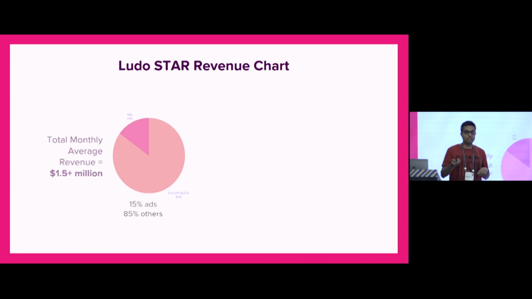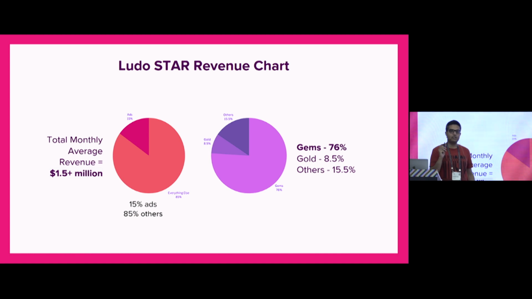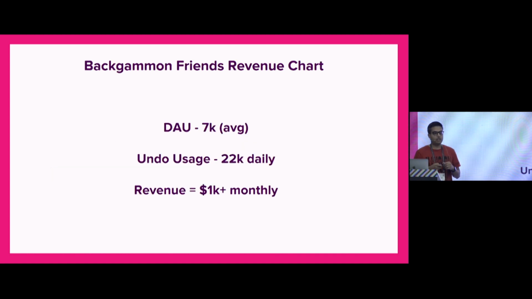And for Ludo Star, it's even better. We make 1.5 million monthly, 15% ads, and 85% others. And of the 85%, 76% of the revenue comes through gems, 8.5% gold and 15.5% others.